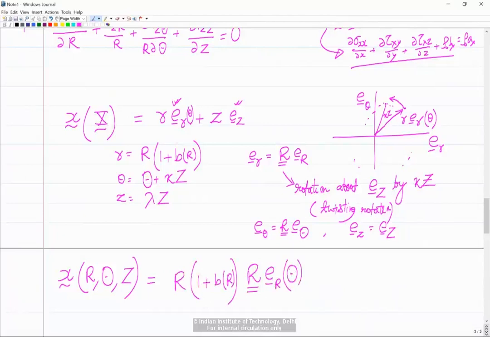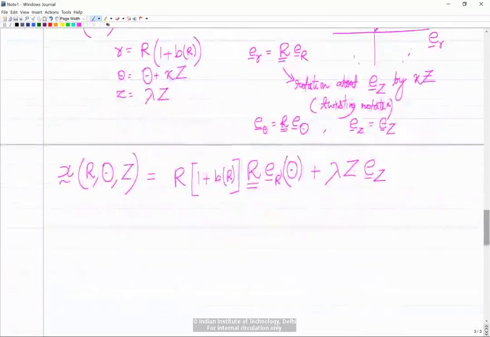Okay, so the small bracket is to denote that it's a function, so I'll make this big bracket so that you don't confuse here. Big bracket is not for function, small bracket is to denote that this is some function, plus small z, we know it is lambda times big Z, e big Z. Okay, so here is your kinematics fully prescribed in terms of big R, big theta, and big Z.